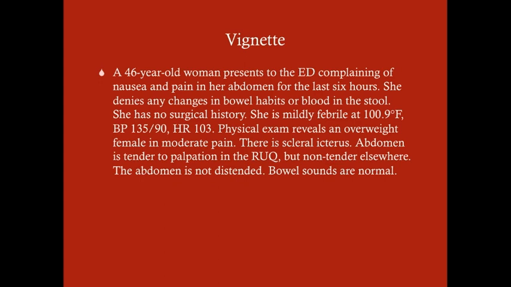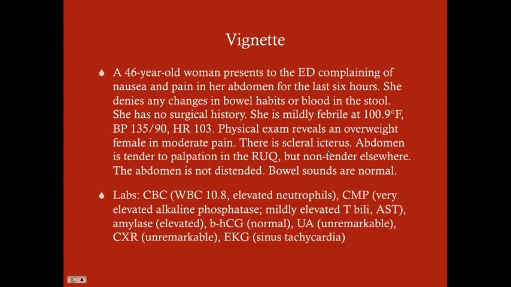This is the exact same patient we had earlier, except one extra thing. What is it? Scleral icterus. And when we see this in the same patient, we're thinking something entirely different. We're still going to get our labs. So our labs show elevated white count. CMP is a very high alkaline phosphatase, mildly elevated T-bili and AST, and elevated amylase. Beta HCG is normal. UA is unremarkable. Chest X-ray is unremarkable. EKG shows sinus tach.